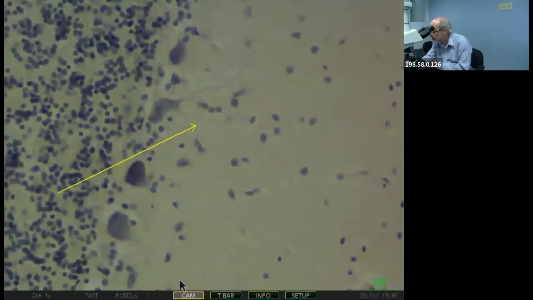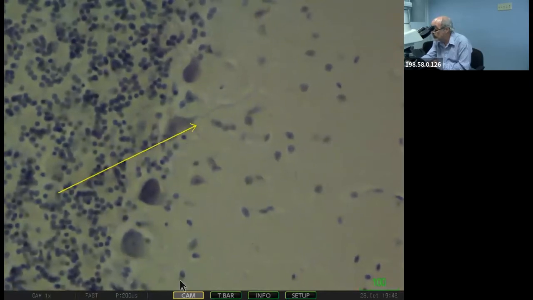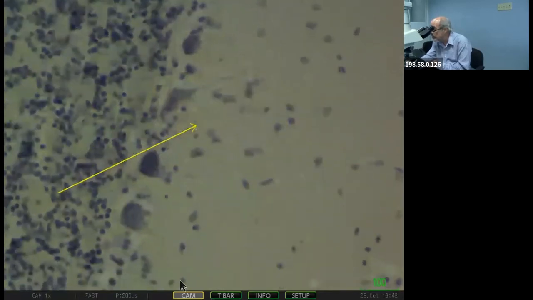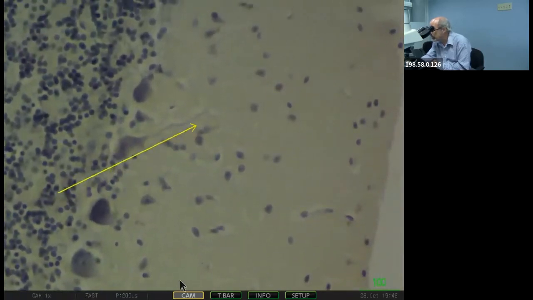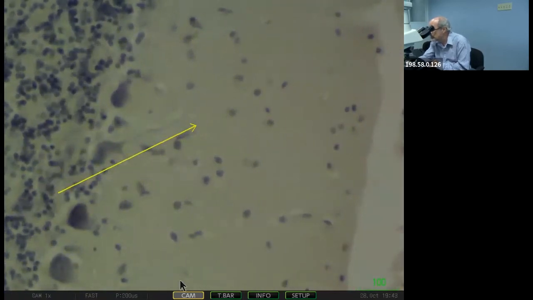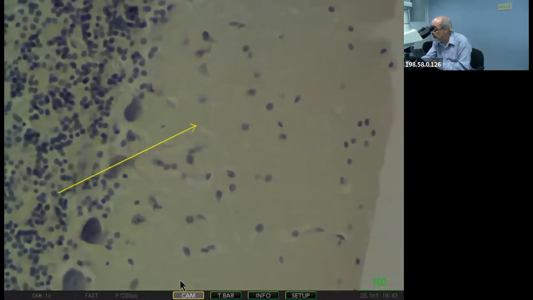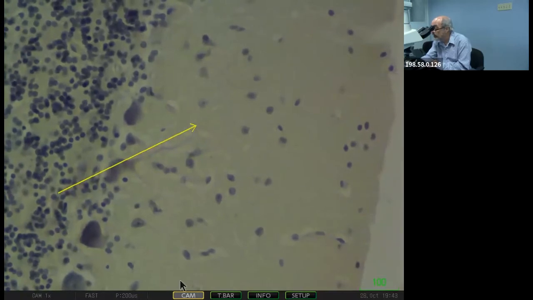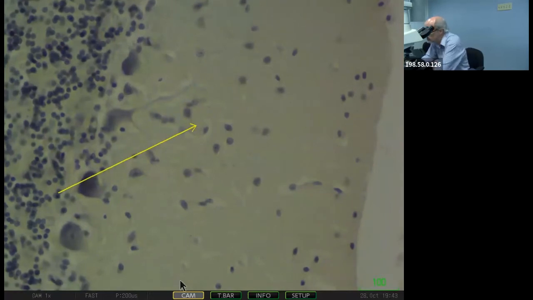But look at this one. This one is nice. You have your Purkinje cell, and you have one dendrite, a second dendrite, and you see that this dendrite here is branching into secondary branches. You have one here and one here. So here you have a dendritic tree, which is a little bit better than what we saw previously. So for the exam, you will have this type of staining.